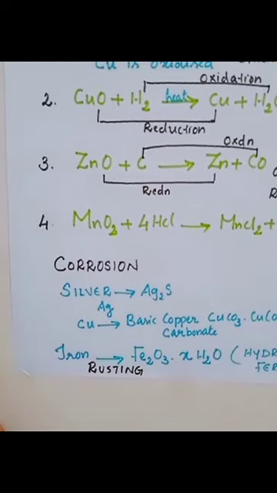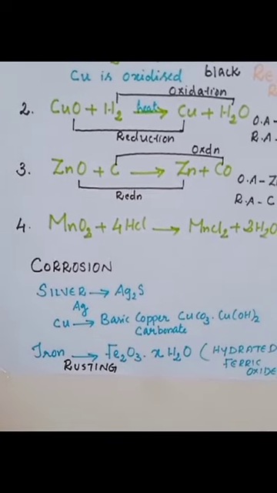Corrosion, as you all know, what is corrosion? Usually when metals directly come in contact with the atmospheric oxygen and moisture, they get destroyed gradually. This process is called corrosion. So corrosion is the gradual destruction of metals by the attack of atmospheric air and moisture. Different metals get corroded in different ways, and different compounds are formed as a result of corrosion.